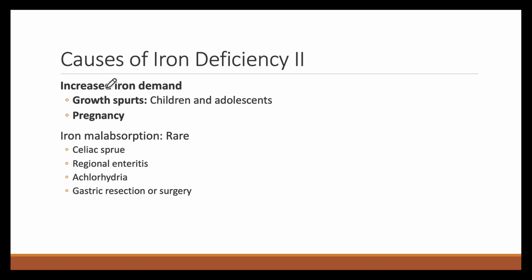Another important cause of iron deficiency is times of increased iron requirement or demand. So certainly growth spurts: kids and adolescents who are growing require a lot more iron. Pregnant women require a lot of iron as well. Iron malabsorption is pretty rare, but there can be some well-known causes as listed here, things like gastric surgery or celiac disease, in which there's an area of the gut that's affected that actually is the area that absorbs iron.